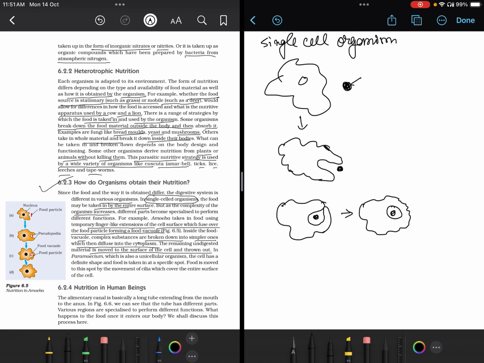This is the food particle. After this, after it takes this food particle, they will form a food vacuole inside, and this food particle is digested. After digesting, it will get absorbed in the cytoplasm, and the waste materials will go near the surface and will be thrown out. Is it easy? You got this, I guess.